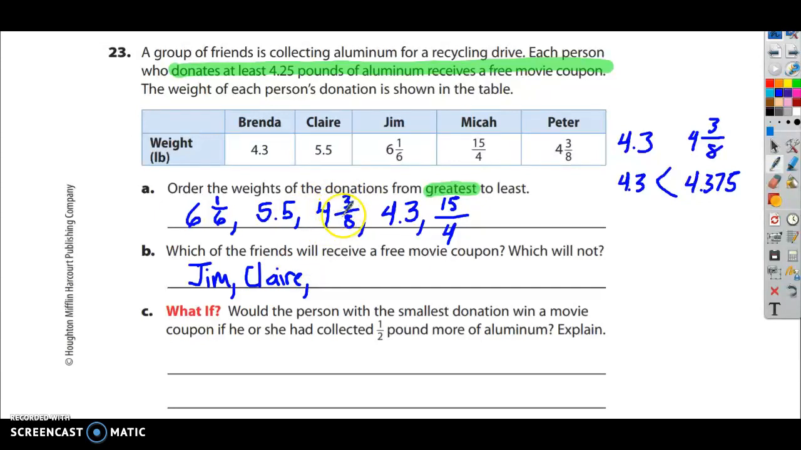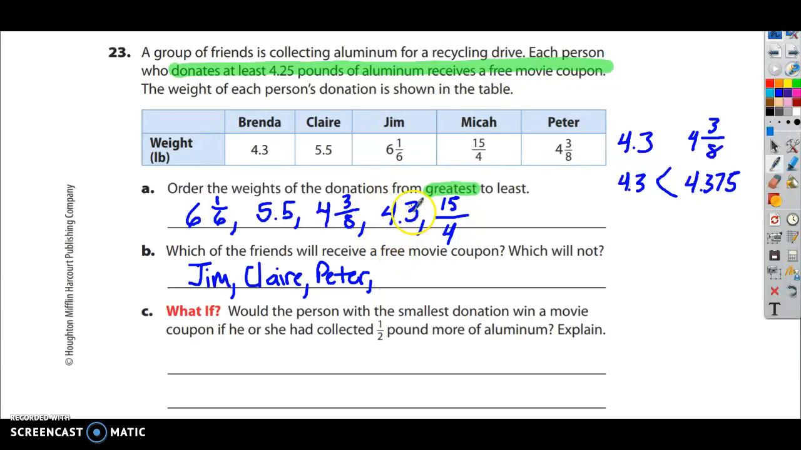4 3/8, is that going to be more than 4.25? Remember what 4 3/8 is. We can look at it over here. That's 4.375. Is that more than 4.25? It is. Not by much, but it is. So this person, 4 3/8, Peter, gets a free movie coupon.